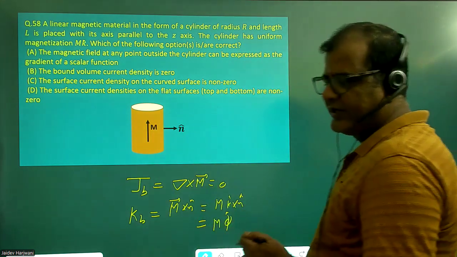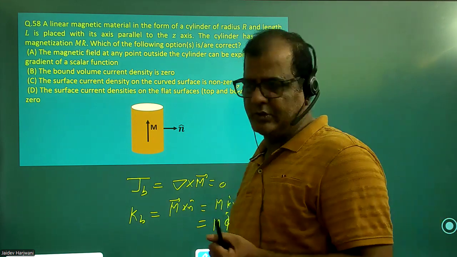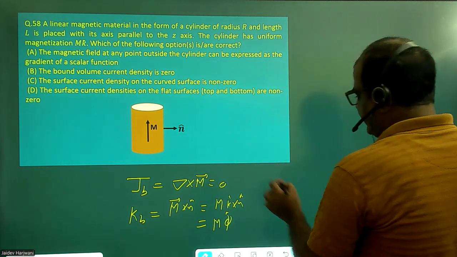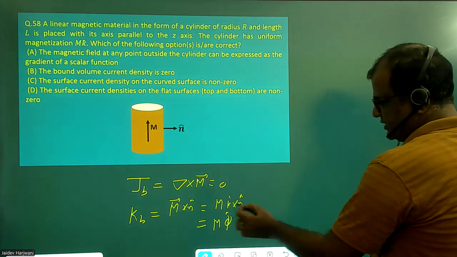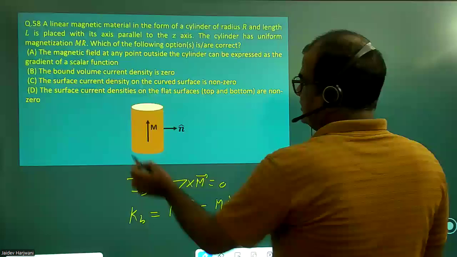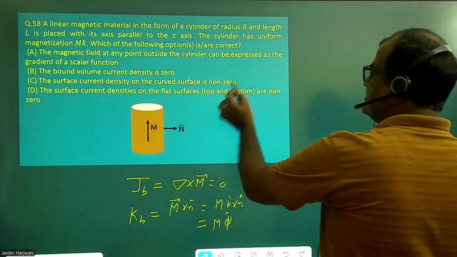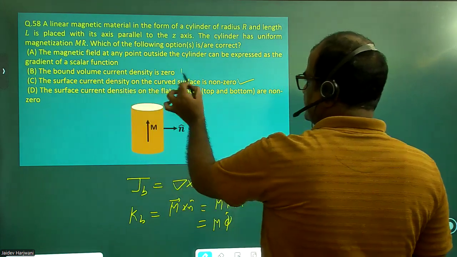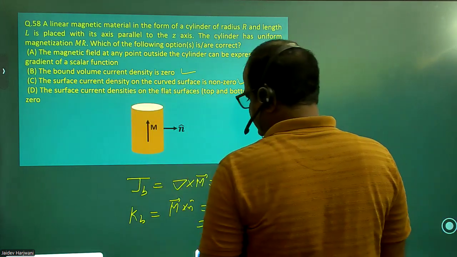And for a solenoid, B outside is 0. Now if I find the magnetic field here, this is the surface current. They say the surface current density on the curved surface is non-zero, so this option is correct. The bound volume current density is 0, so this option is also correct. So B and C are correct.